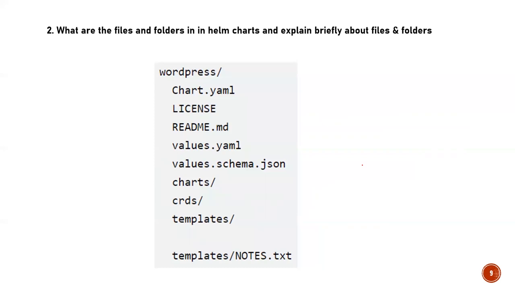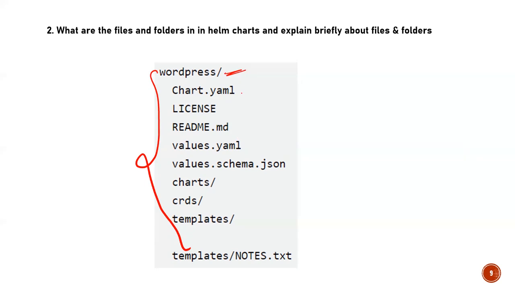Also, the next question is: what are the files and folders in a Helm chart, and give a brief about each file or folder. These are the most common folders and files that you can see in a Helm chart. We will use Helm commands and see what files get created, but most probably these are the files in many Helm charts. These are the files and folders you can see. The first one is, see, this is the folder.